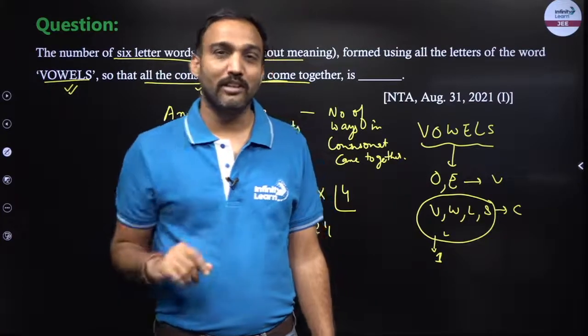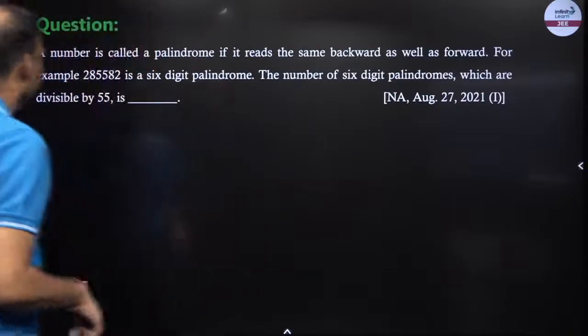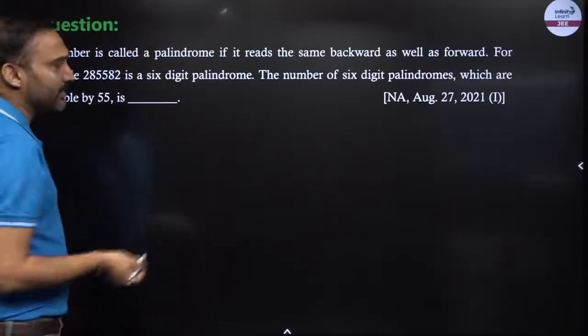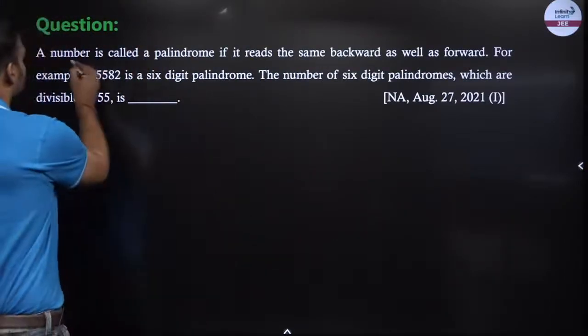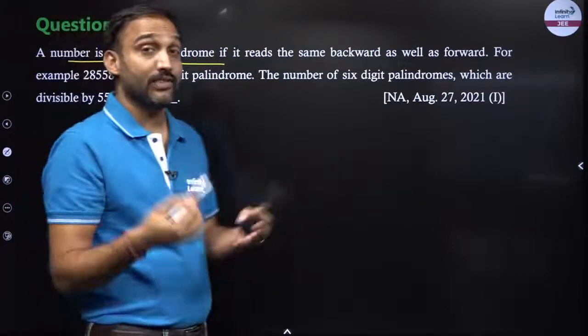You don't have to memorize the formula. Let us move on to the second example now. The second example says it appeared in the 2021 paper. So a number is called a palindrome if it reads the same backwards as well as forward.